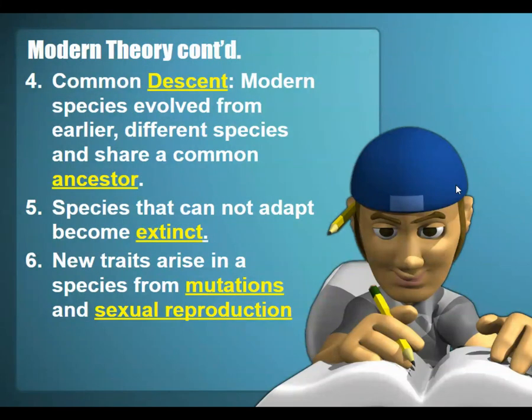Then we have common descent, this idea that modern species have evolved from earlier different species and share a common ancestor. Number five, species that cannot adapt become extinct. As we know, like with the dinosaurs, they just were not adapted for how the world changed, so they went extinct after a period of time. And number six, new traits arise in a species from mutations and sexual reproduction.